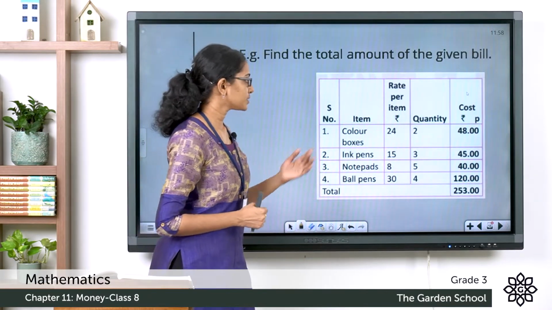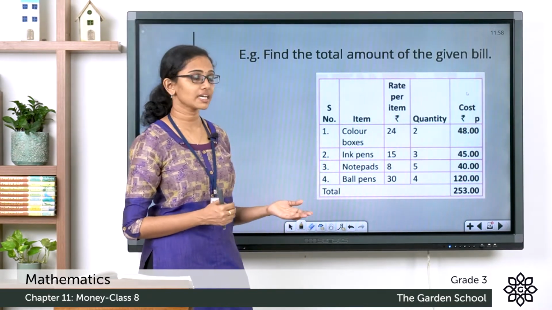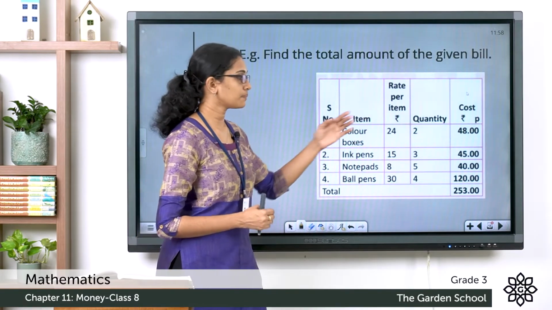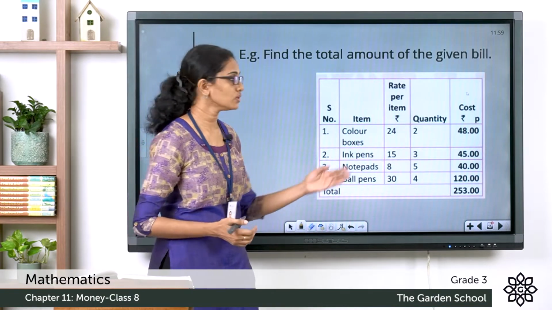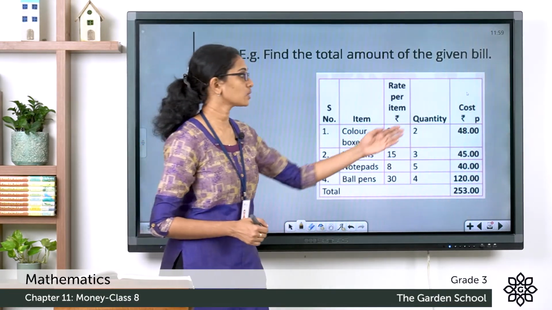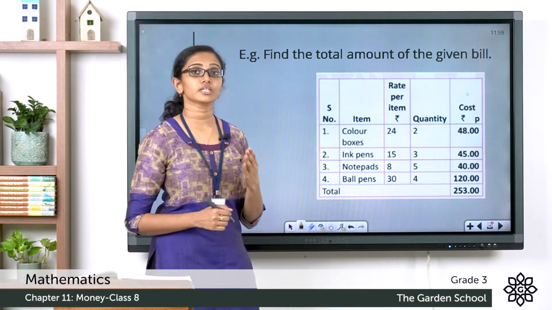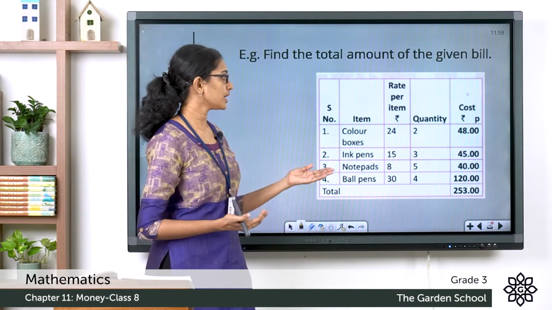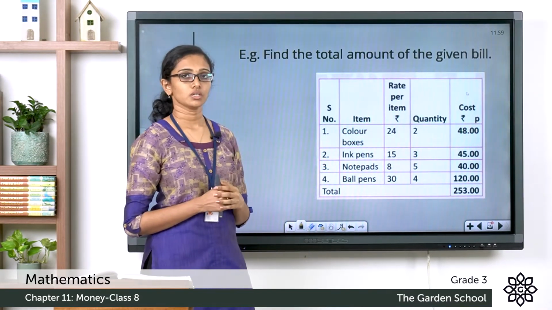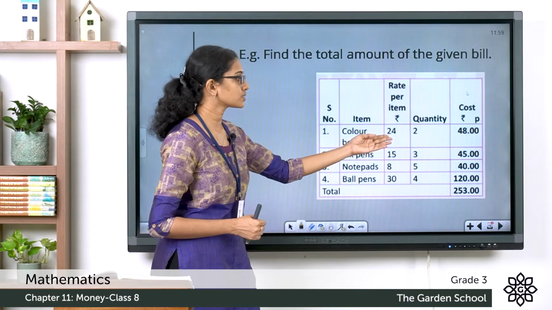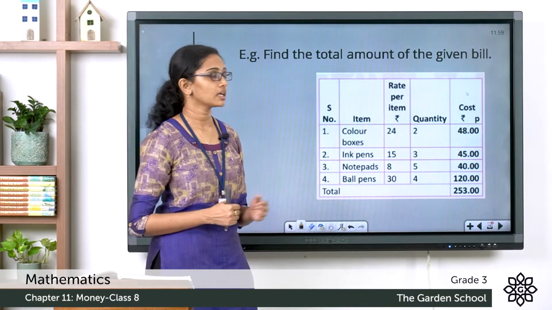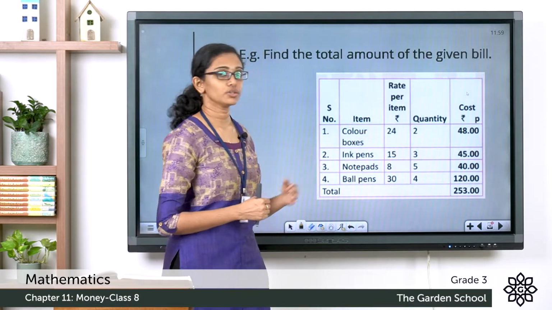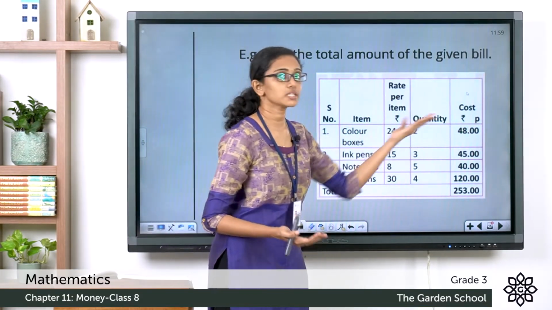So here the first one, color boxes. The first item is color boxes and the rate per item means the cost of one color box is equal to 24. And you have the quantity column and there it is mentioned 2, which means we are buying 2 color boxes. So if one color box costs rupees 24, what would be the cost of 2 color boxes? It will be rupees 24 into 2, which is equal to rupees 48.